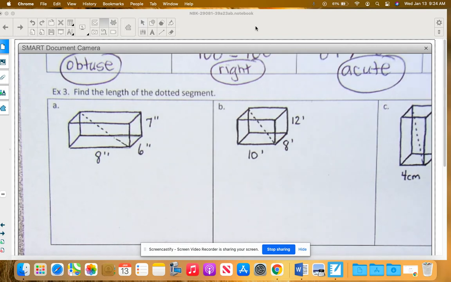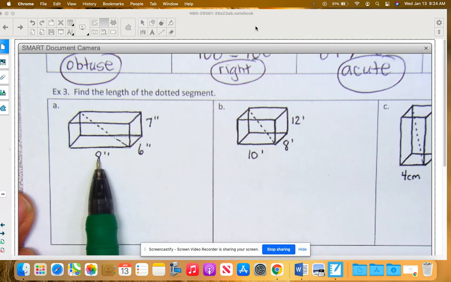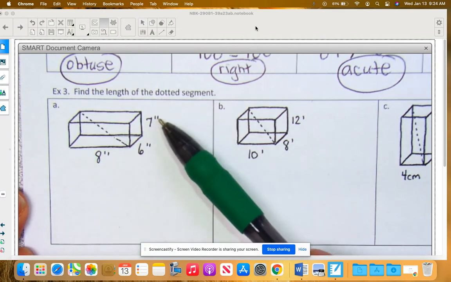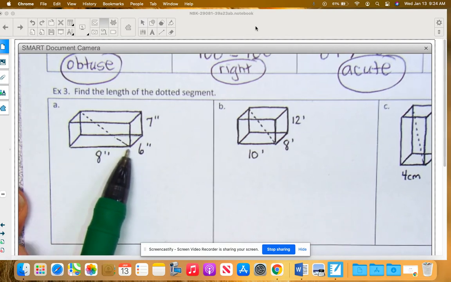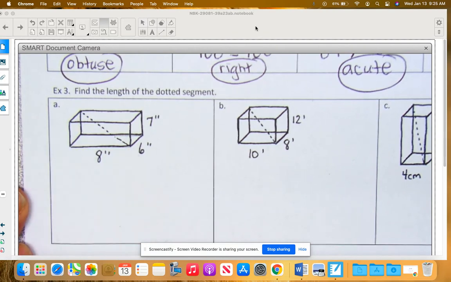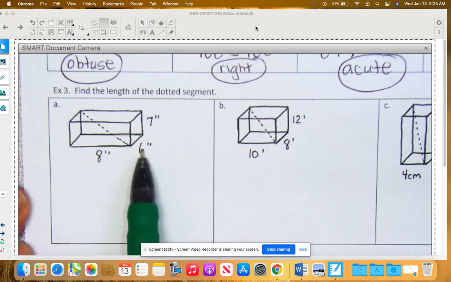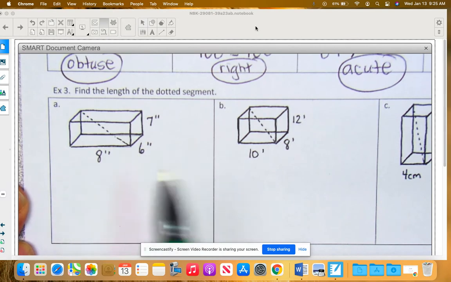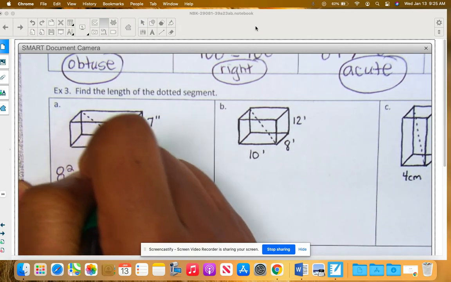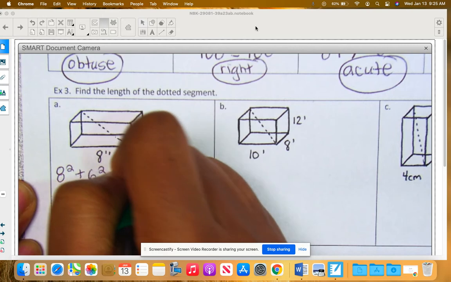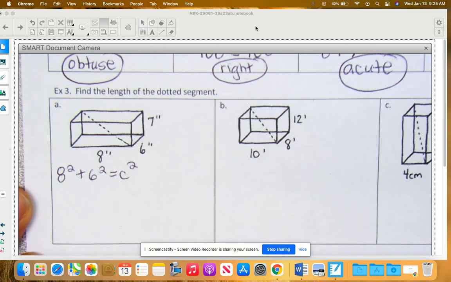So let's get started. The first one here, I have a rectangular prism, 8 inches by 6 inches by 7 inches, and we're trying to find the length of this dotted line segment. So the first thing we're going to do is 8 squared plus 6 squared. We're going to consider the base of the object first. So 8 squared plus 6 squared equals c squared.